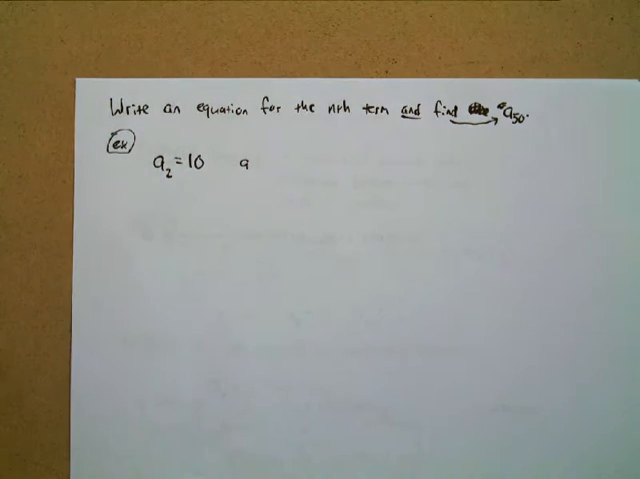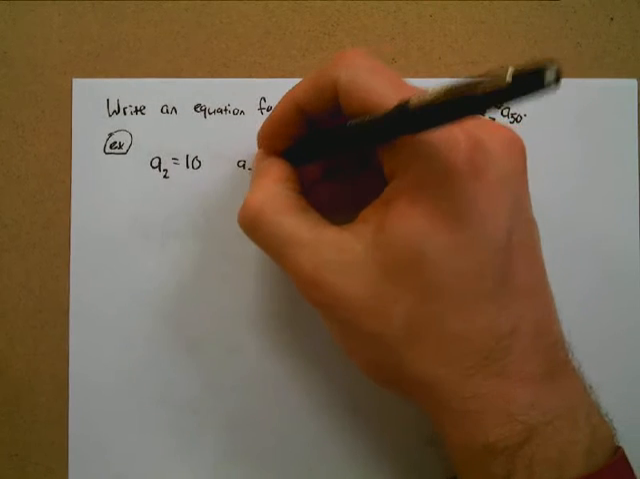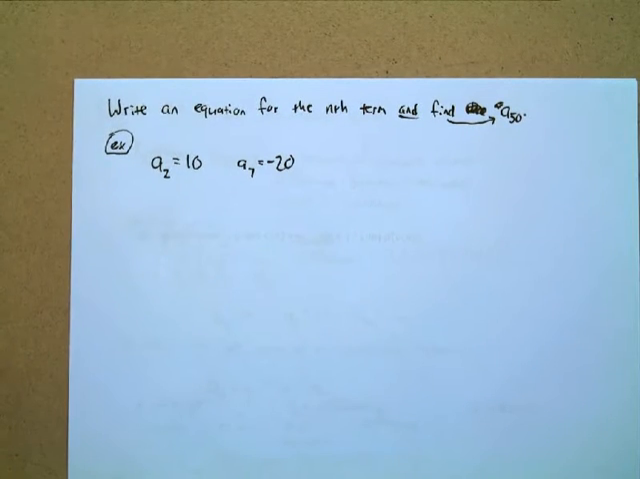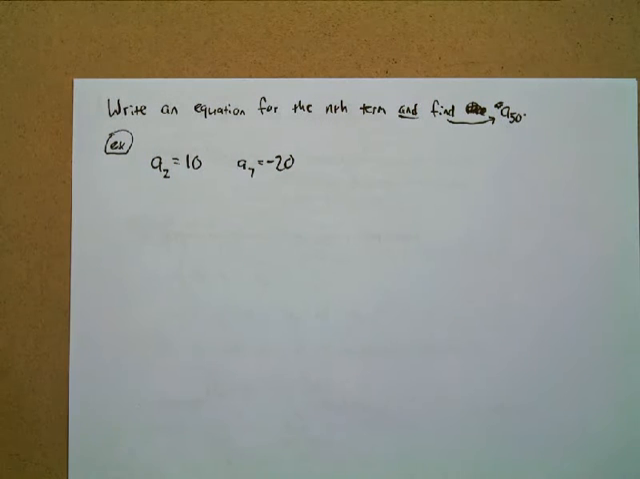So write an equation for the nth term and find a sub 50 as well. Okay, using that information there. Now this one is different still from the other ones we've done, right? Because in this one you're not given that first term.